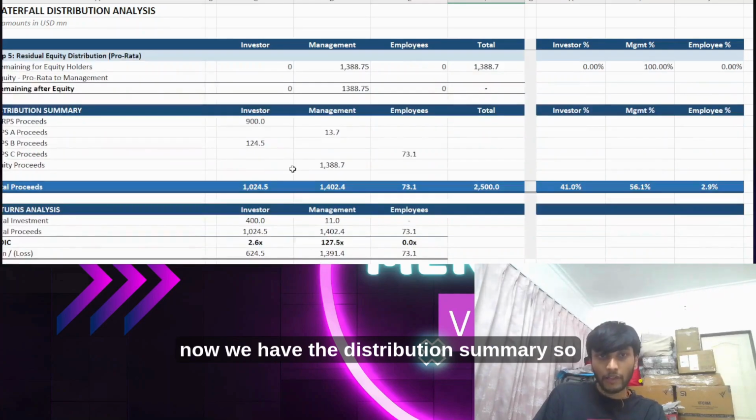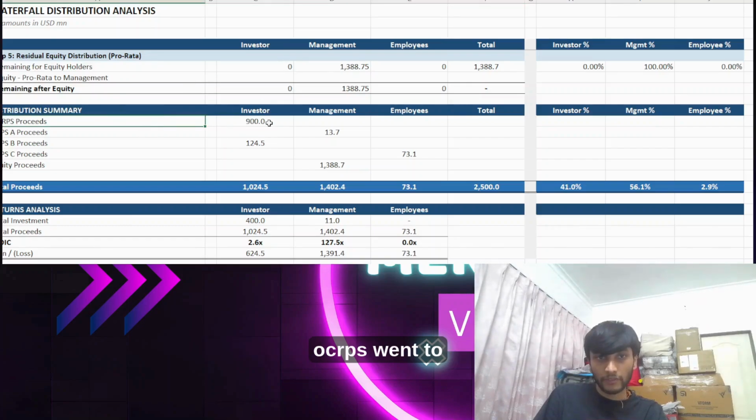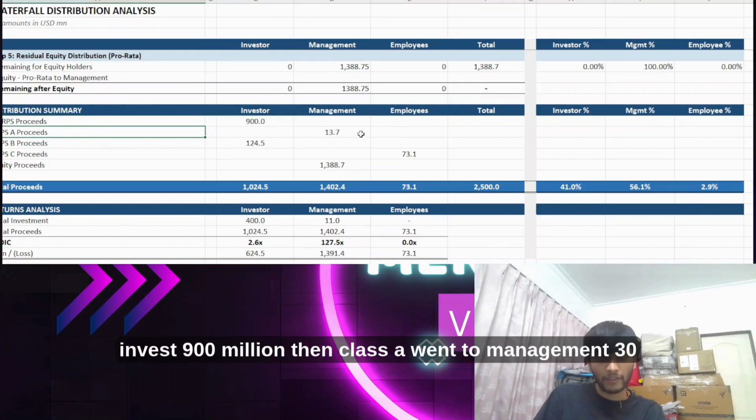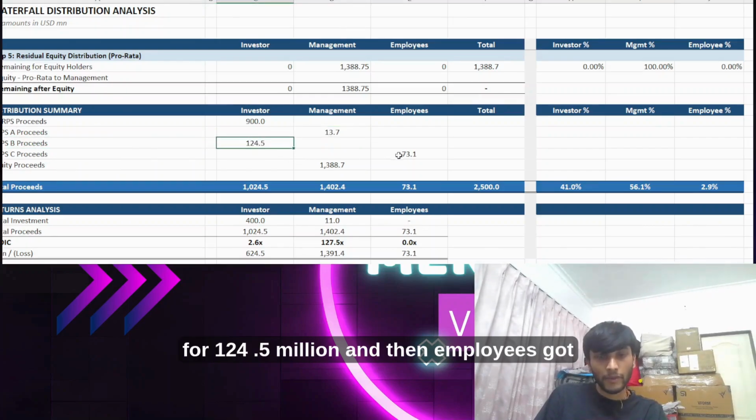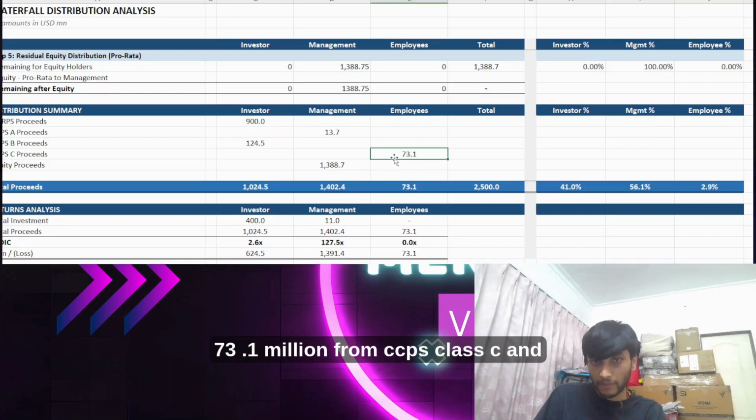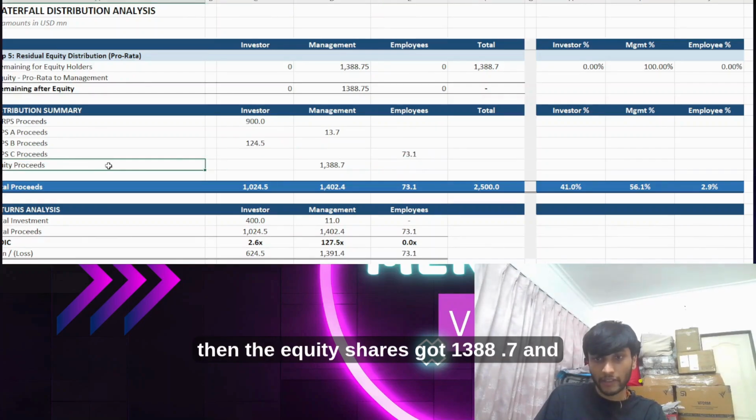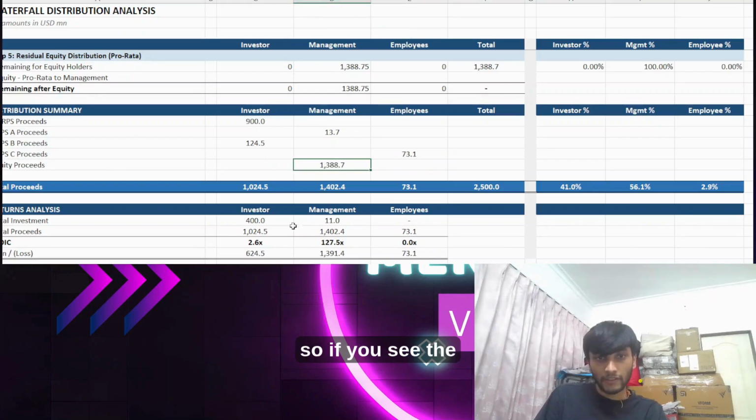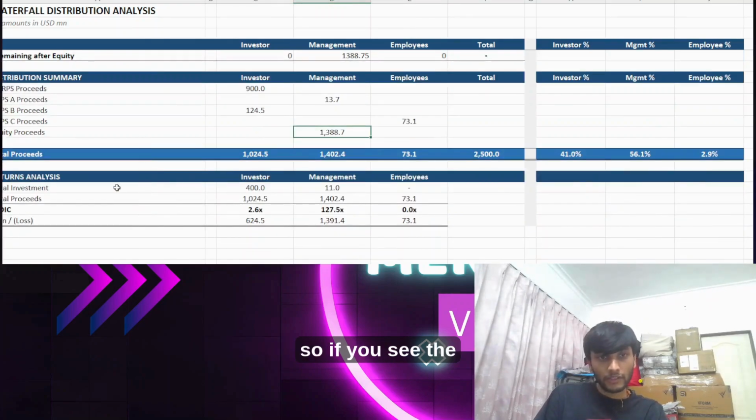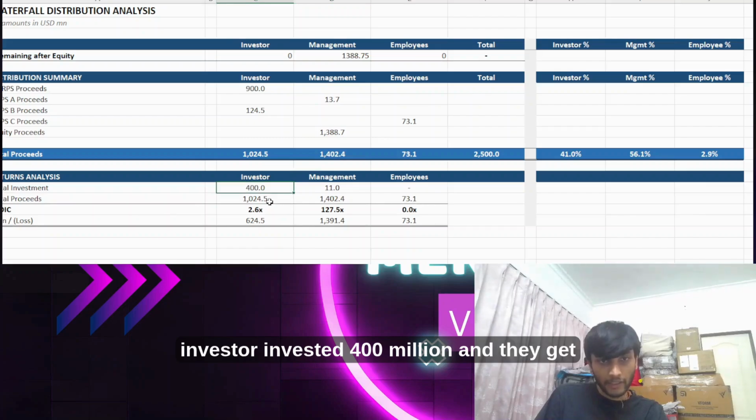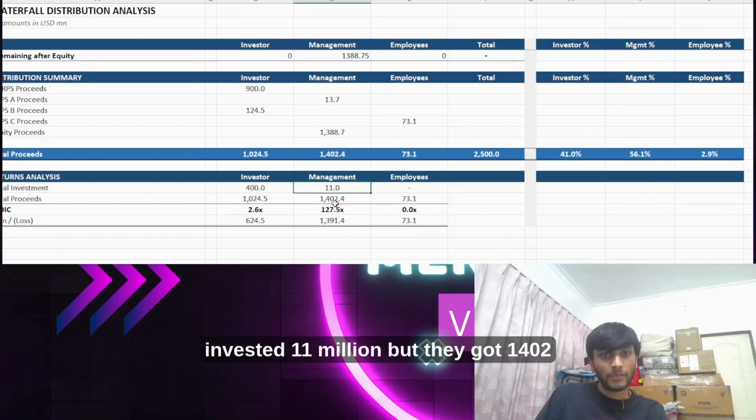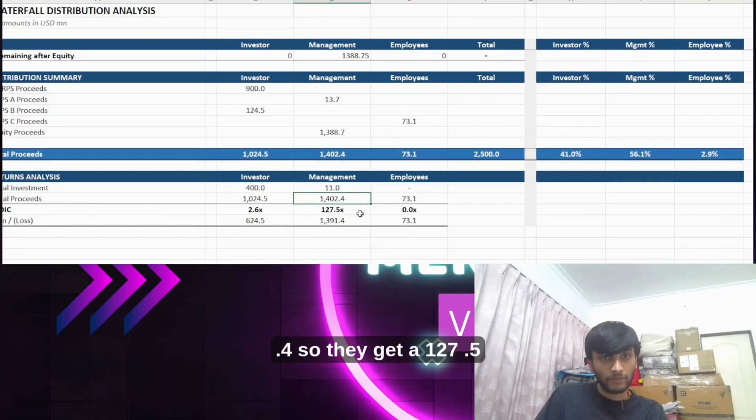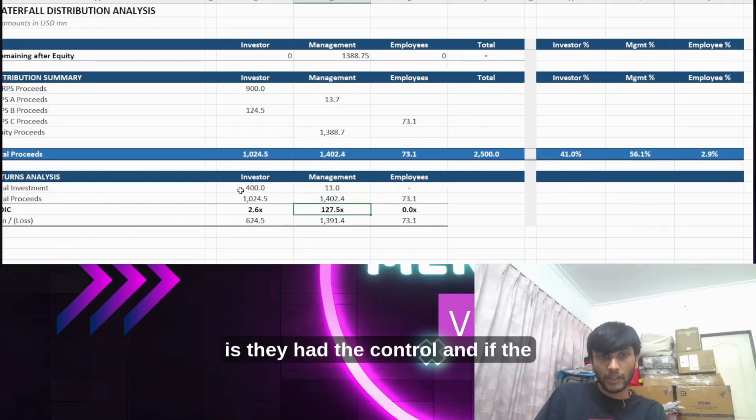So now we have the distribution summary. OCRPS went to the investor, 900 million, then class A went to management, 30.7, then class B went to the investor for 124.5 million, and then employees got 73.1 million from CCPS class C, and then the equity shares got 1388.7. And so if you see, the investor invested 400 million and they get 1024.5 in return, so that is 2.6x. The management only invested 11 million, but they got 1402.4, so they get a 127.5x because they had the control.